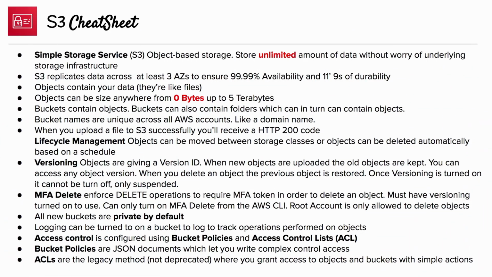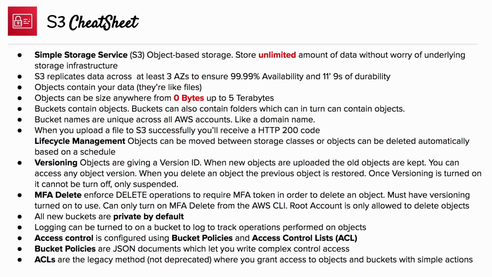So we are on to the S3 cheat sheet. And this is a very long cheat sheet because S3 is so important to the AWS Associate certification. So we need to know the service inside and out. S3 stands for Simple Storage Service. It's an object-based storage. It allows you to store unlimited amounts of data without worrying about the underlying storage infrastructure. S3 replicates data across at least 3 availability zones to ensure 99.99% availability and 11 nines of durability.